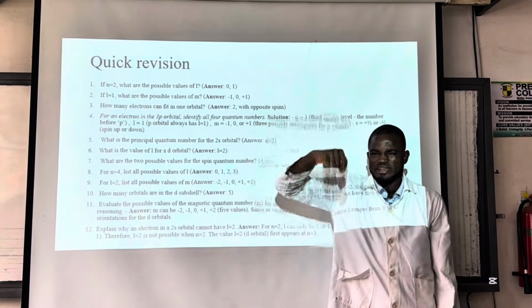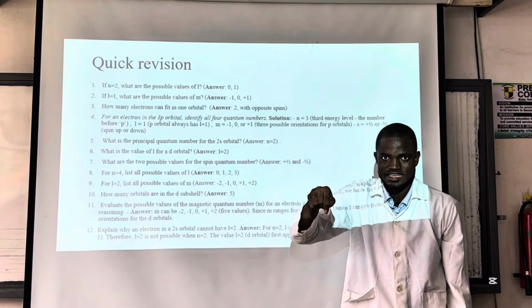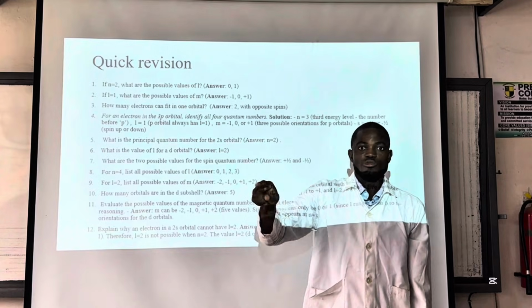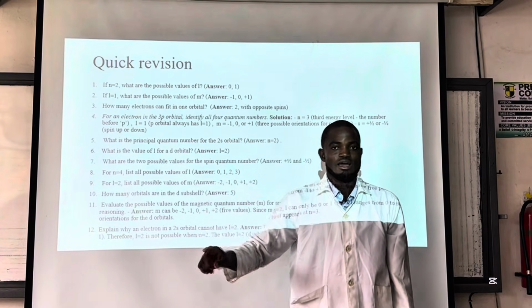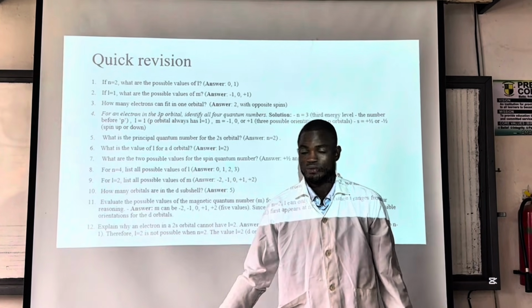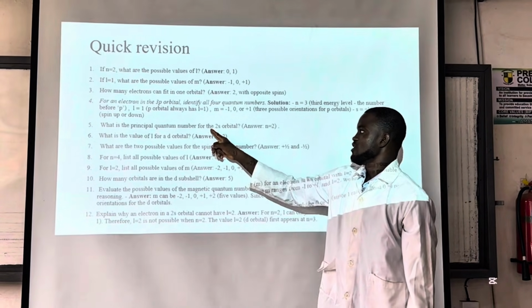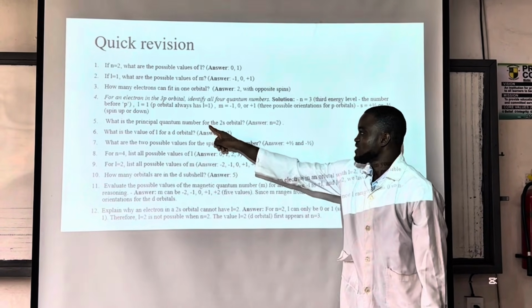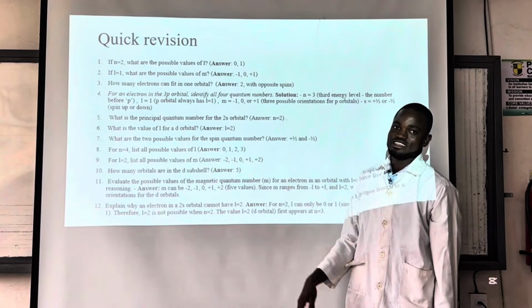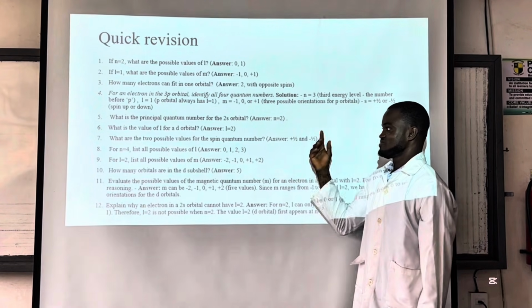So note, when they specify the orbital, like 4s, n will be 4, L will be 0, because s stands for 0. Take note of that. What is the principal quantum number for 2s? The principal quantum number is 2. The number always tells you the principal quantum number, so it's just 2.